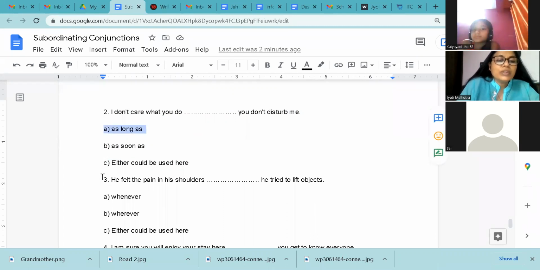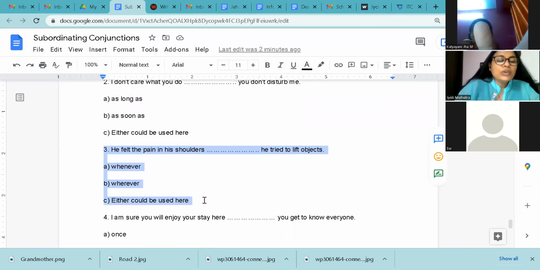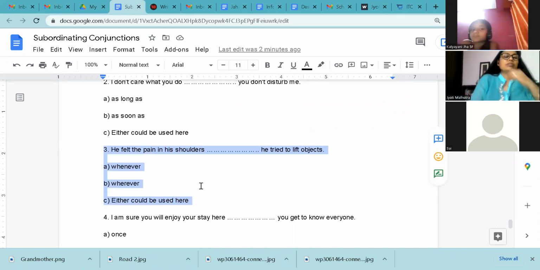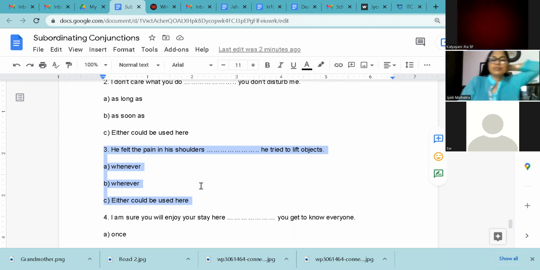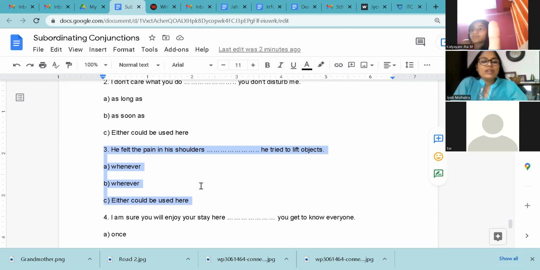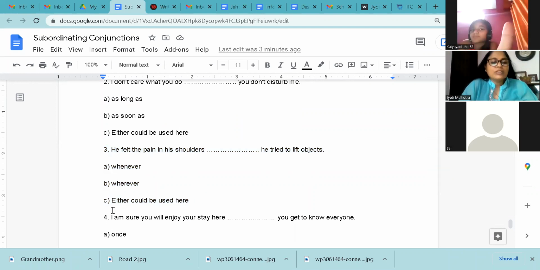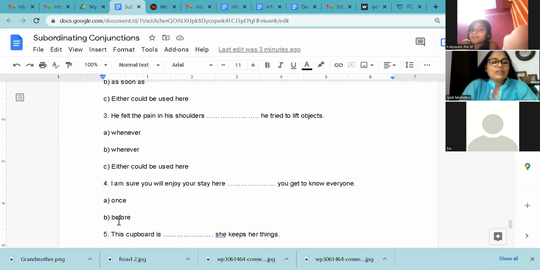Sai wants to read. Sai, you can read the third one. Whenever he felt the pain in his shoulders, she tried to lift the objects. So what will you use? Whenever or wherever? You will use whenever. Yes, you are right. Yes, correct. Read the fourth one.